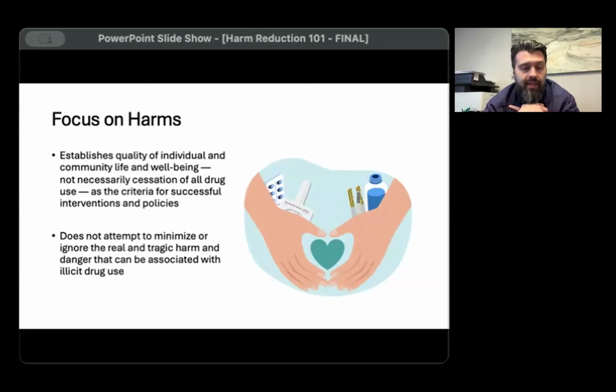But at the same time, like I said, it doesn't completely minimize or ignore those harms from substance use. It acknowledges it, and says from a safety standpoint, from a patient's guidance-centered standpoint, these harms exist, and what can we do to help minimize those risks?